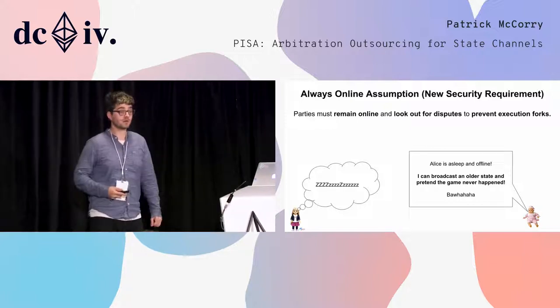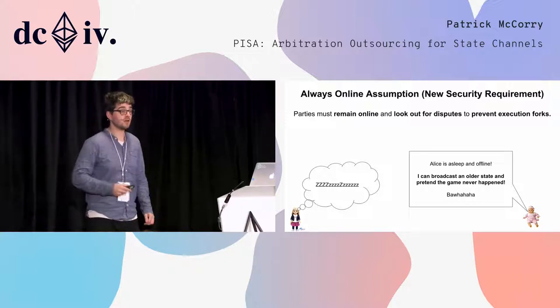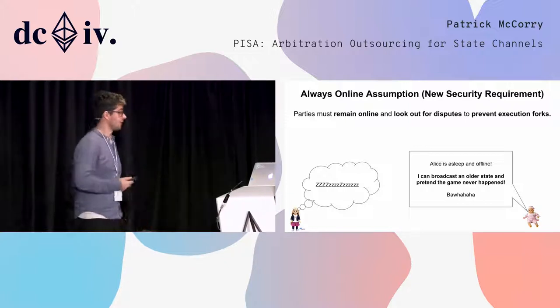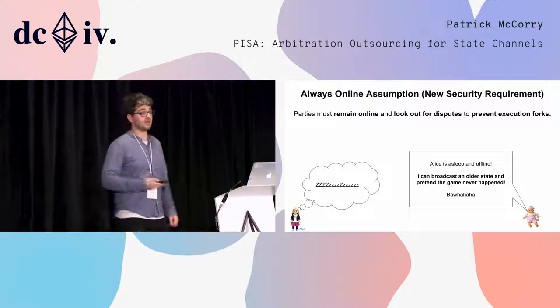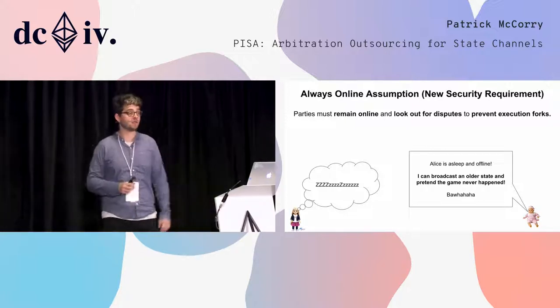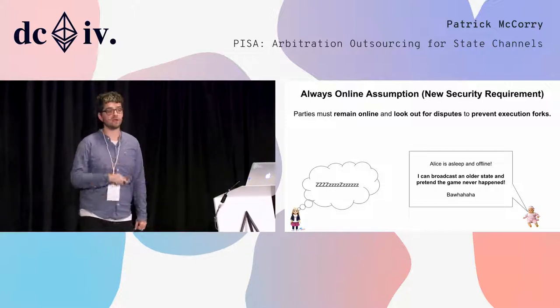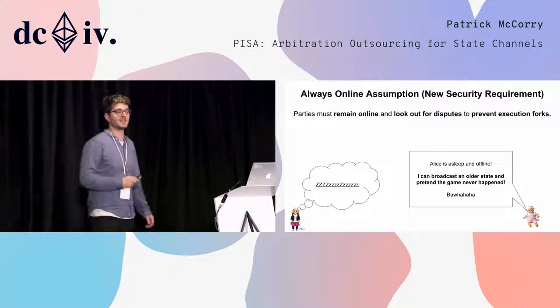For this to work, both parties have to remain online and fully synchronized with the network. They have to watch out for disputes that may occur. So what could happen is that Alice wins the poker game. You know, she's really wealthy now. Maybe she can go buy a Lambo. And then she just goes to sleep, and maybe plays more poker tomorrow with Bob and the rest of the gang.